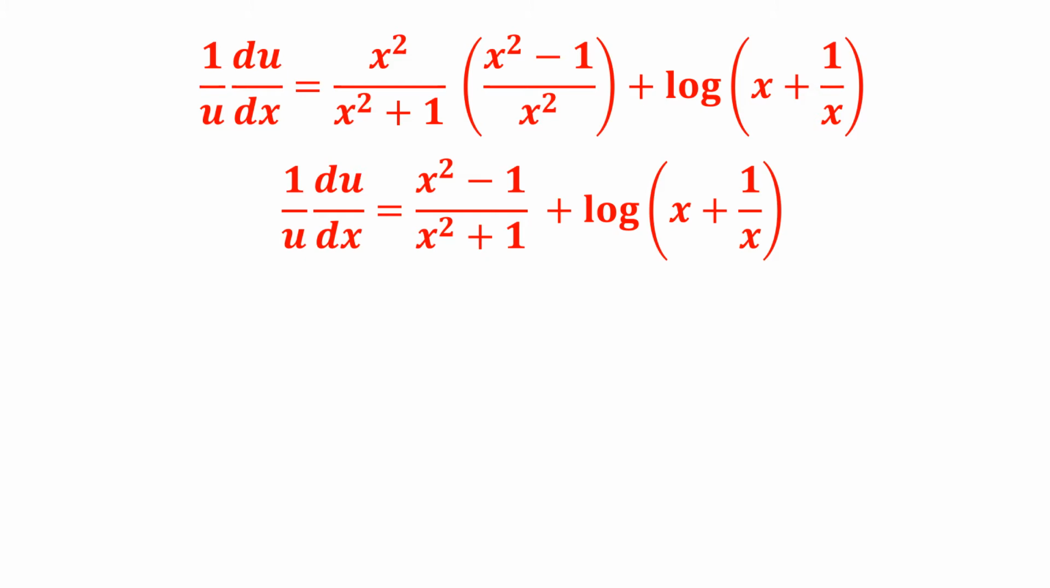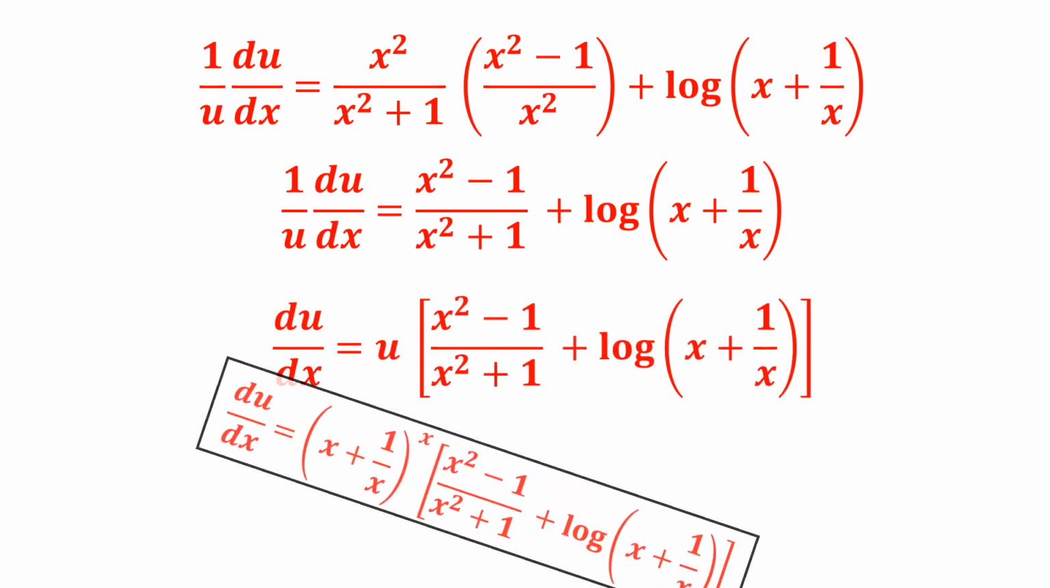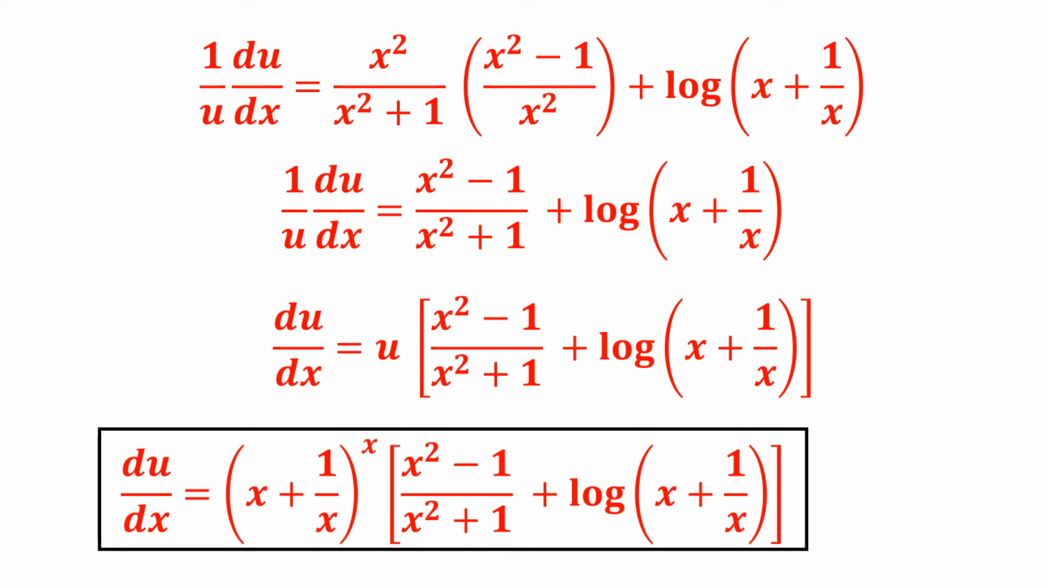Therefore 1 by u du by dx is x square minus 1 upon x square plus 1 plus log of x plus 1 by x. Push that u to the right hand side. Then replace u by the given problem. That is x plus 1 by x whole power x. This is the u we have taken. Therefore x plus 1 by x whole power x into the term x square minus 1 by x square plus 1 into log of x plus 1 by x. We have found the derivative of the first term. Therefore it is equation number 2.